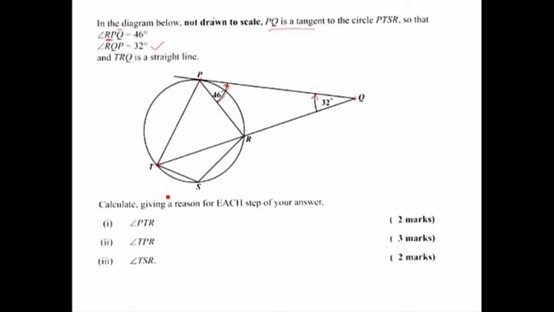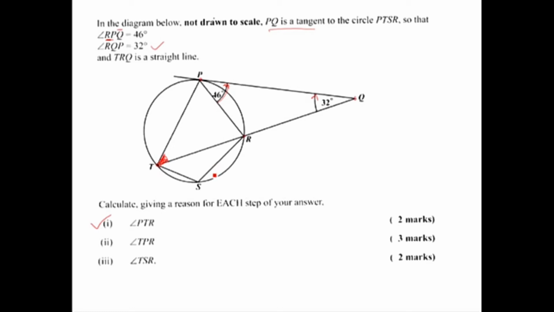So we're asked to calculate, so let's identify the angle we want to calculate. Angle PTR, this is one. So right there, angle PTR, from P to T to R. So looking at this angle right here, we want to calculate what angle this is. Okay, so what angle is that?